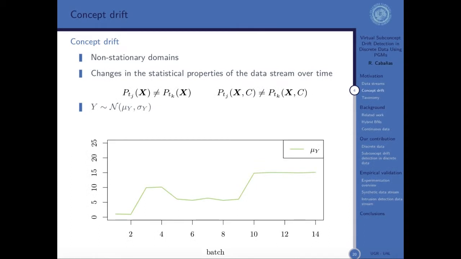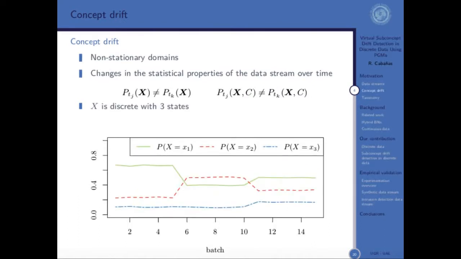Let's consider now a very simple toy example where we have a continuous variable Y following a Gaussian distribution. Here we plot the value of its mean along time. We can see that it changes. So here is a situation where concept drift happens. This could also happen with discrete variables. Here we have an example.